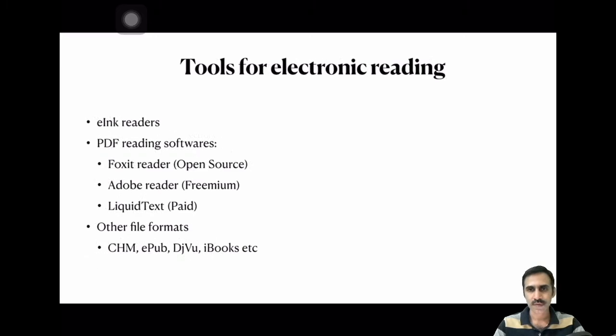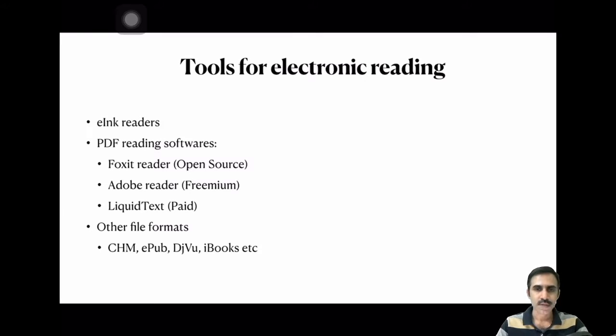So what are the tools for electronic reading? E-ink readers are available. A lot of textbooks are now available through e-ink readers. Some of the books may be available in PDF format. A few softwares available for PDF reading are Foxit Reader, which is an open source free software. Adobe Reader is freemium. That means some of the features are free, but for advanced features we have to pay.